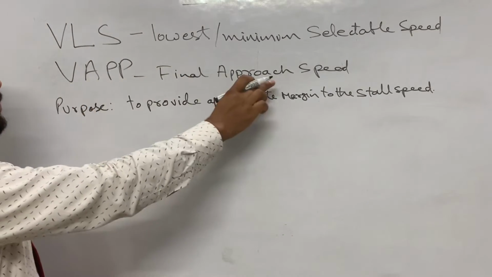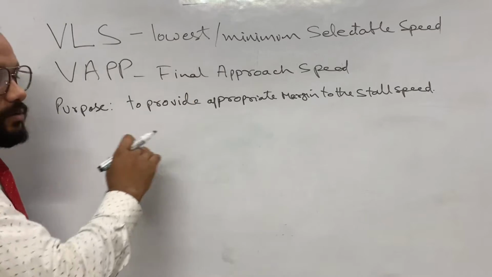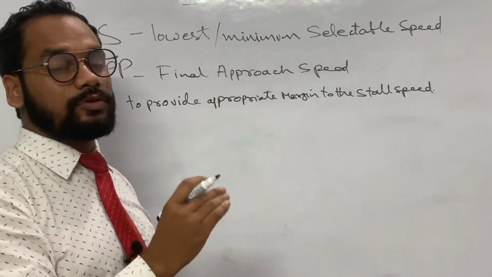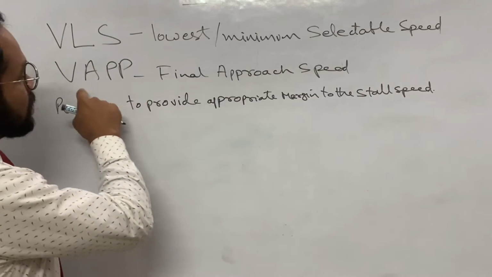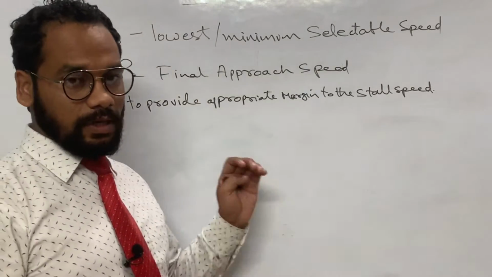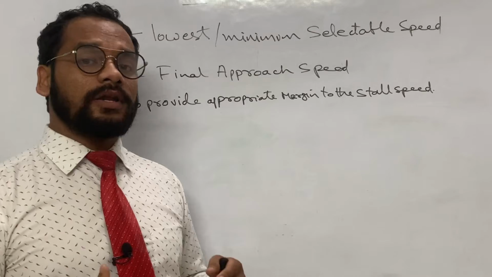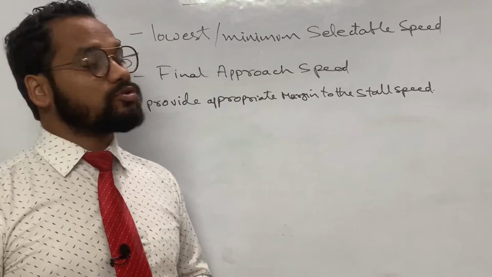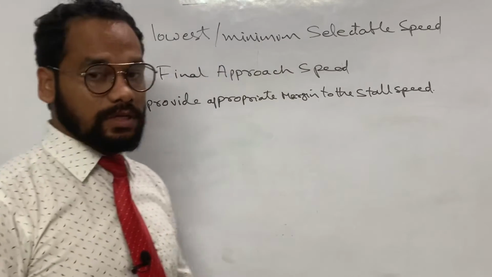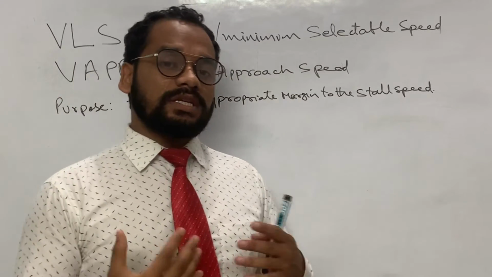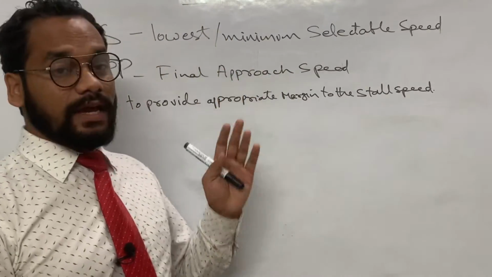Purpose of final approach speed, it is in the name itself. During the approach, the pilot should maintain a stabilized approach, and that is by maintaining the approach speed. Next, as a general rule, the pilot should never select a speed below this lowest or minimum selectable speed. Now friends, let us understand where you can see this VLS and VAPP.